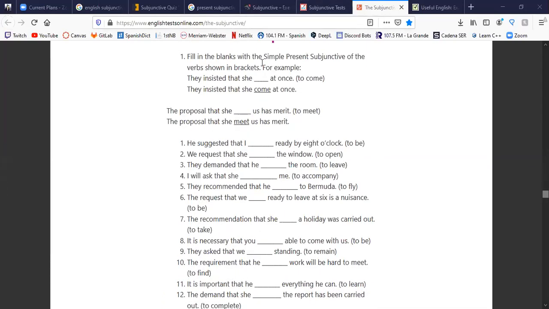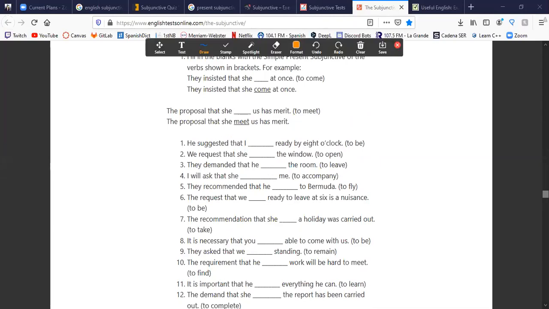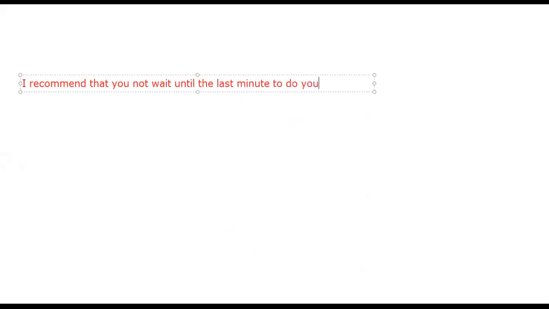One thing I forgot to mention, and this is an important point. When you want to negate a subjunctive, a present subjunctive, you use not in front of the verb. So like this: I recommend that you not wait until the last minute to do your work.